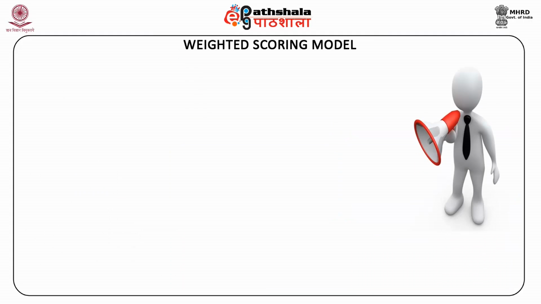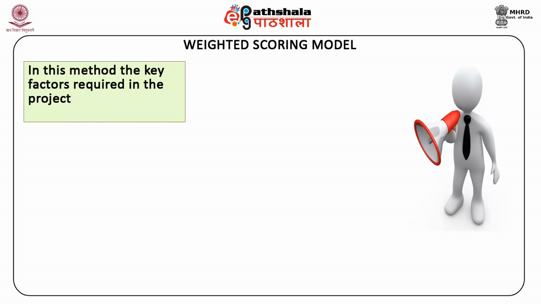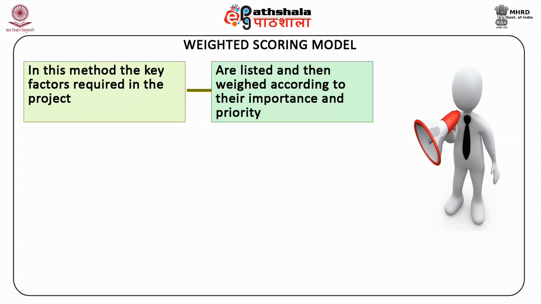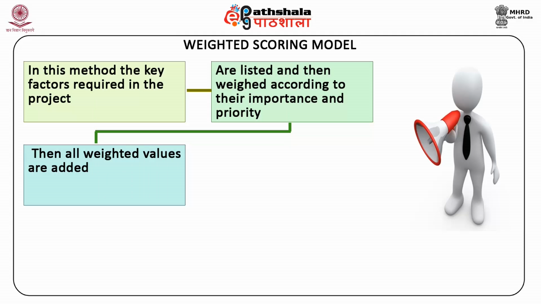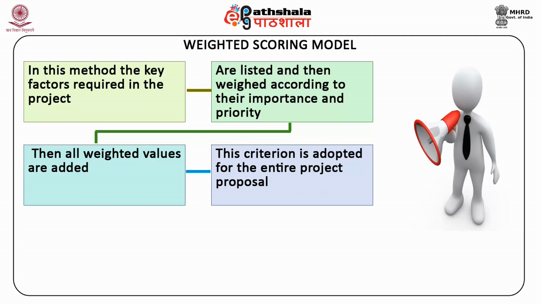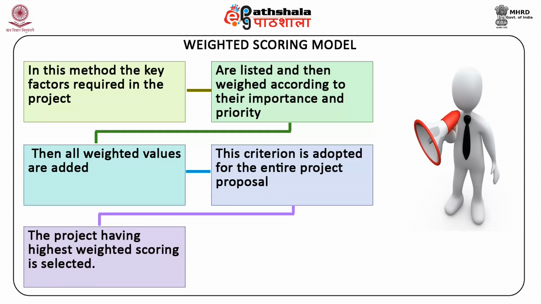The fifth one is the weighted scoring model. In this method, the key factors required in the project are listed and then weighted according to their importance and priority, and then all weighted values are added. This criteria is adopted for the entire project proposal, and the project having the highest weighted score is selected.